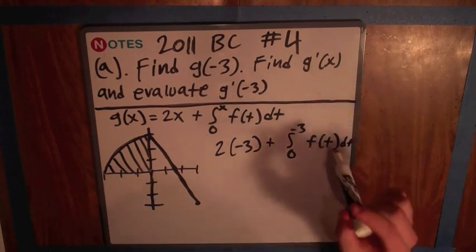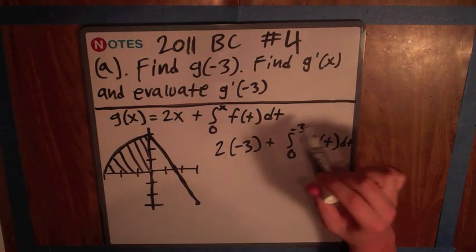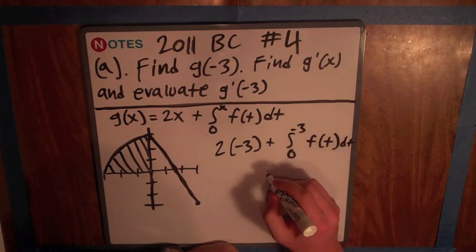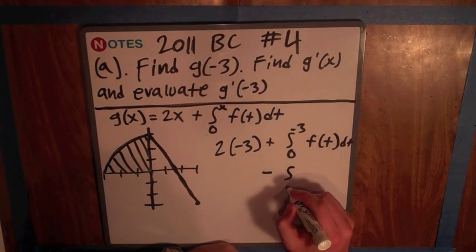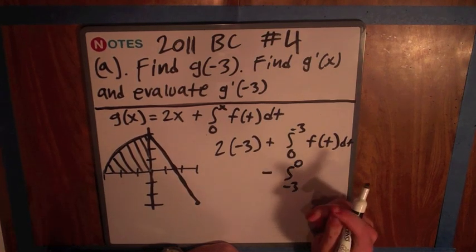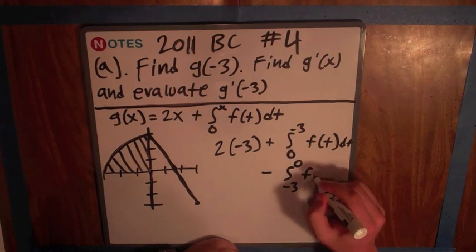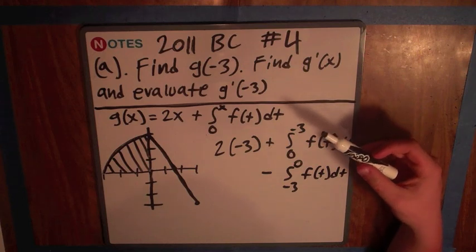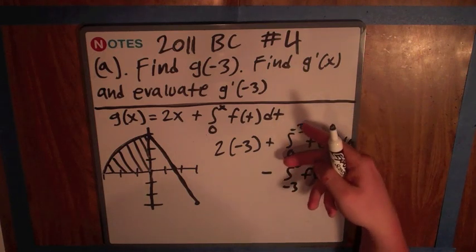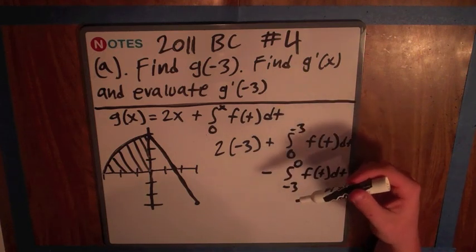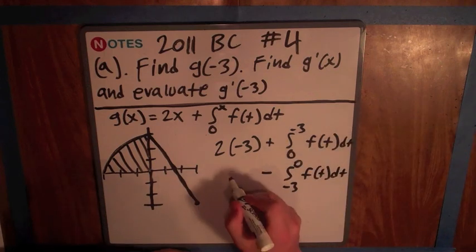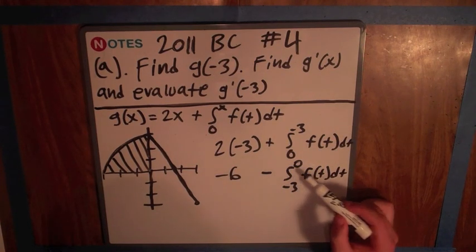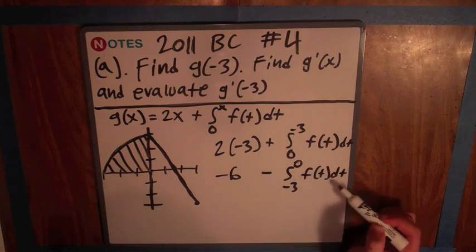So for this part right here, you can rewrite this as negative integral from -3 to 0 f of t dt. And the reason why is when you flip it, you're rotating these two limits, you tack a negative on there. So now you have -6 minus the integral from -3 to 0 f of t dt.